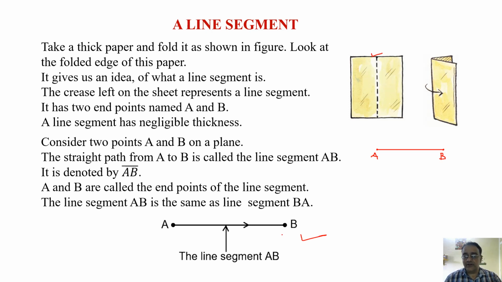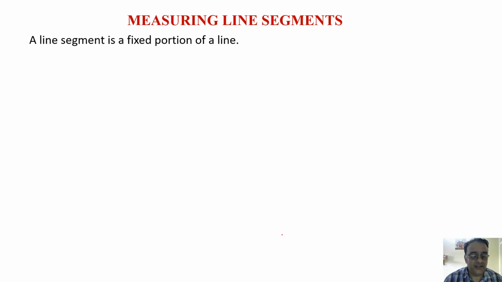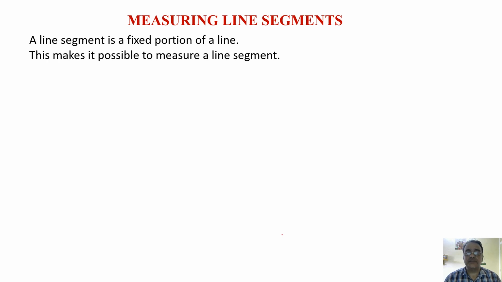Now we are going to learn about how to measure line segments. So next topic is measuring line segments. So this is the actual topic. A line segment is a fixed portion of a line, so it has a definite length. This makes it possible to measure a line segment. And this measure of each line segment is a unique number called its length.